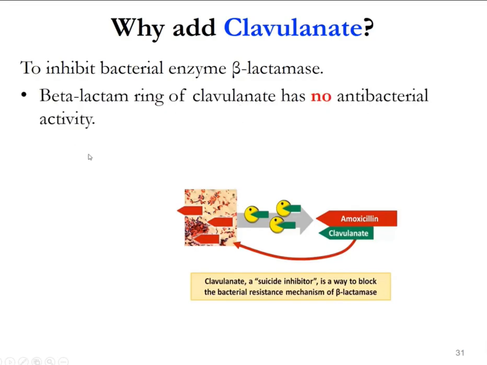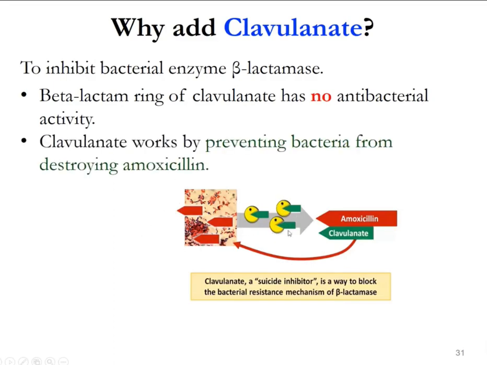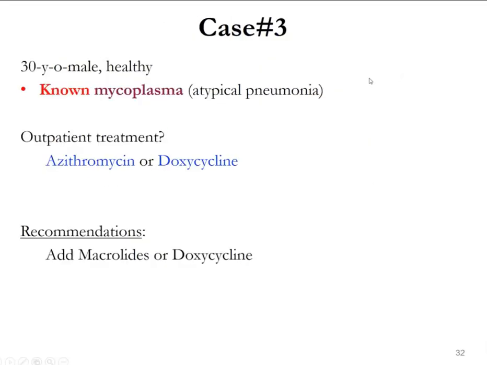Beta-lactamase inhibition: the beta-lactam ring of clavulanate has no antibacterial activity. It cannot act alone. If you give it alone, it's not going to kill; the bacteria will still be there. Clavulanate is not going to kill bacteria, but the beta-lactamase enzyme is going to be chopped by clavulanate. Okay? You read everything. I think this is the one lecture. First 65 slides, I want you to read every line. Okay? Please do so. Why add clavulanate? We already discussed that.